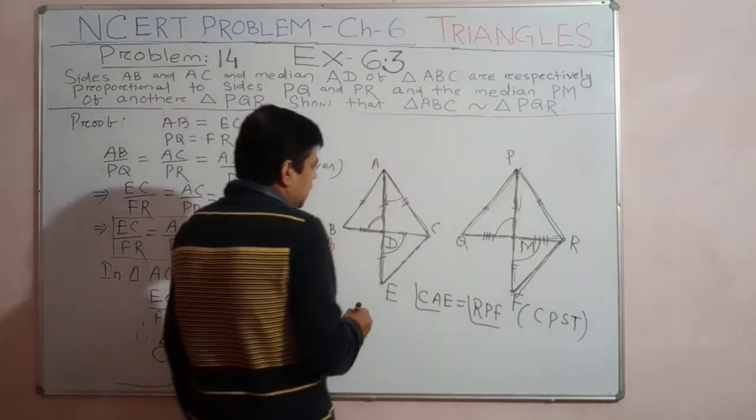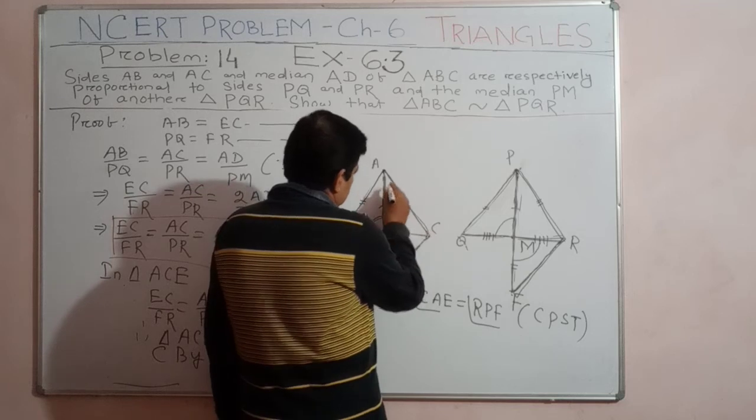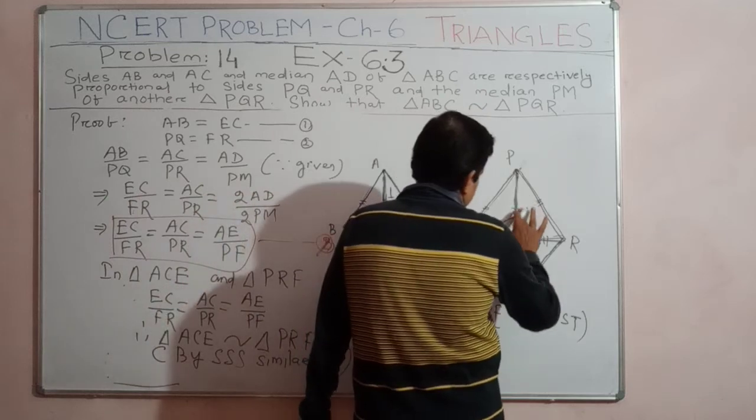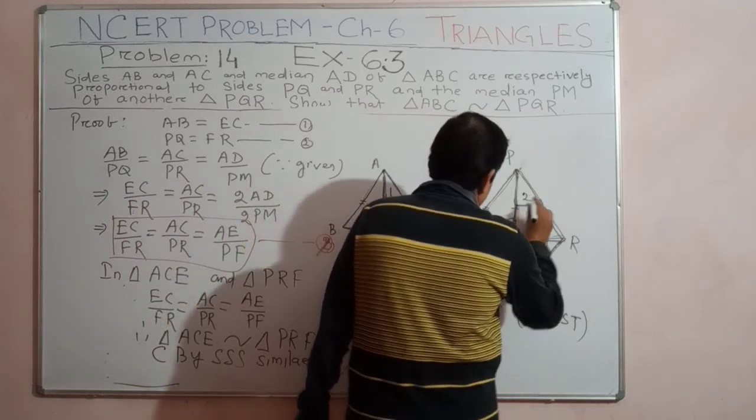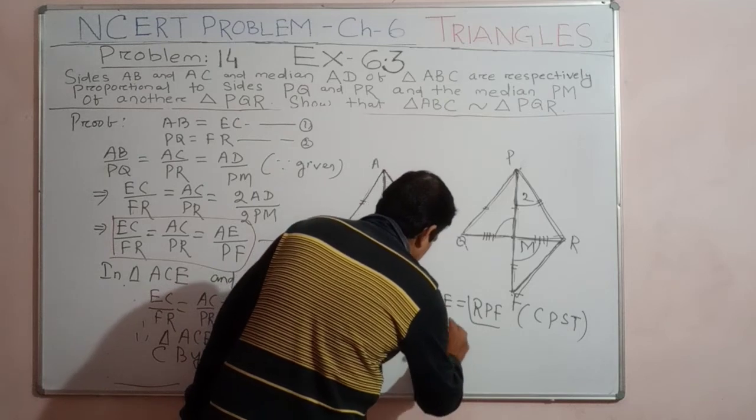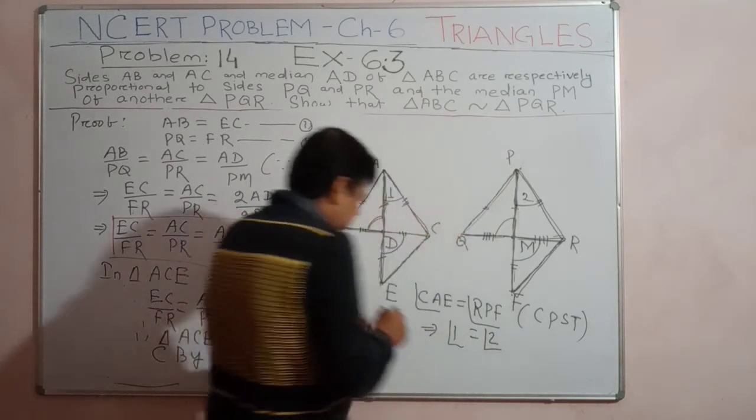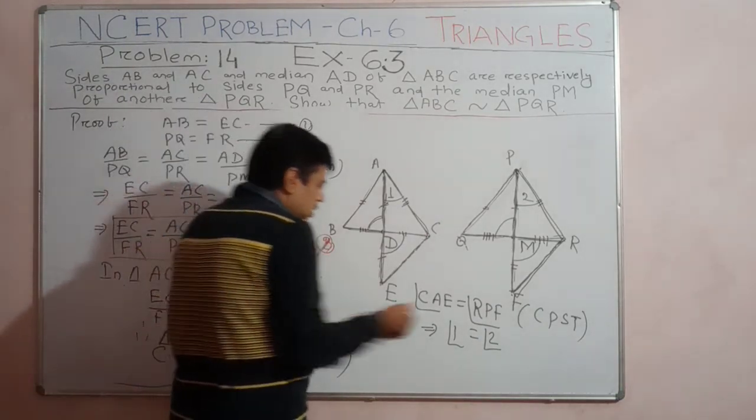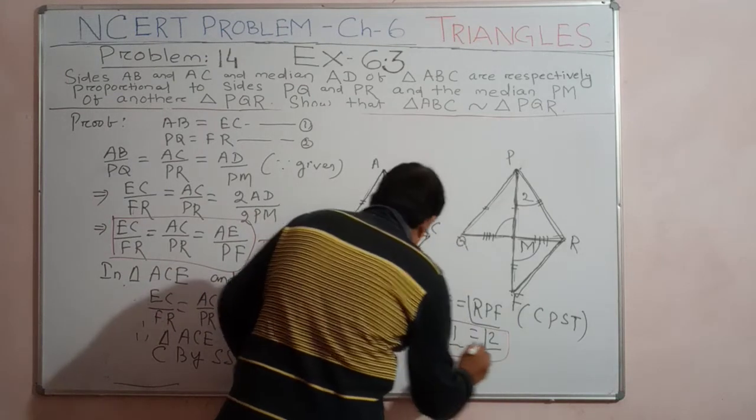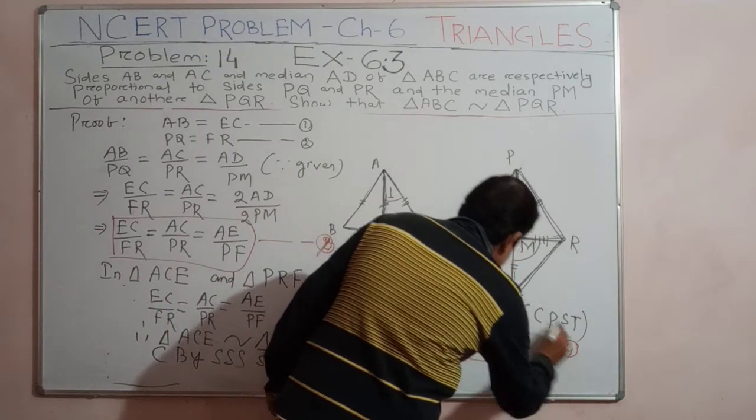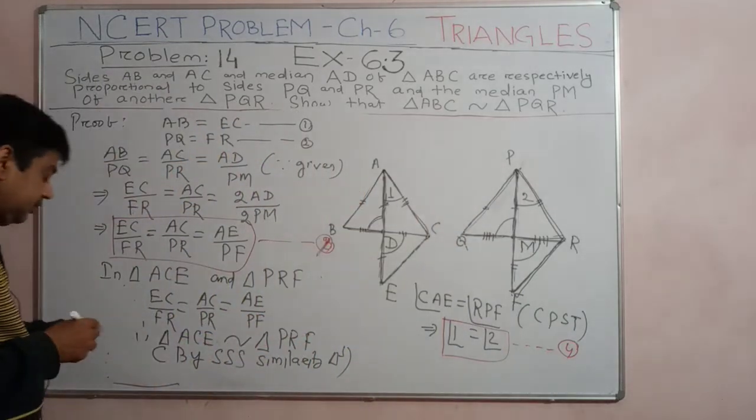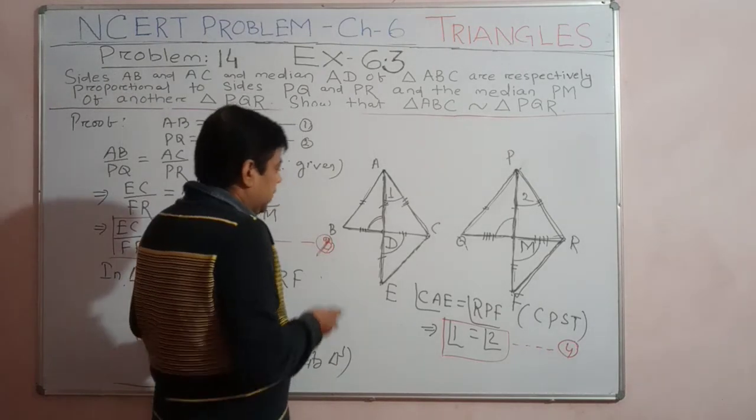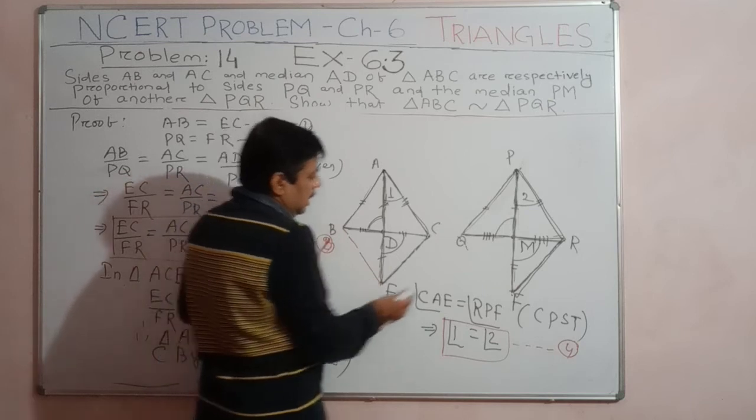It means if angle CAE is numbered angle 1, and angle RPF is numbered angle 2, then angle 1 is equal to angle 2. Angle 1 is equal to angle 2. Yes or no? Understand? This is another important point we are getting: angle 1 is equal to angle 2. Okay, is it clear? Similarly, by joining BE and QF.